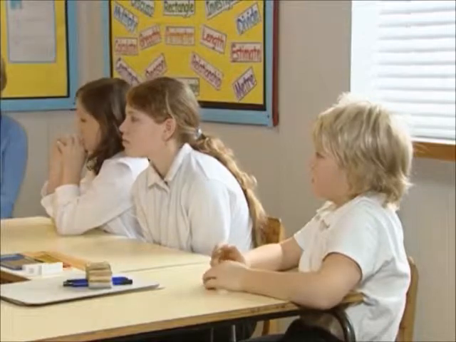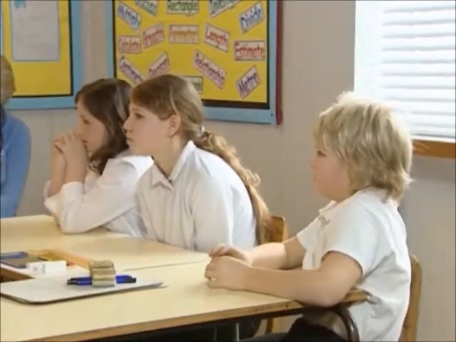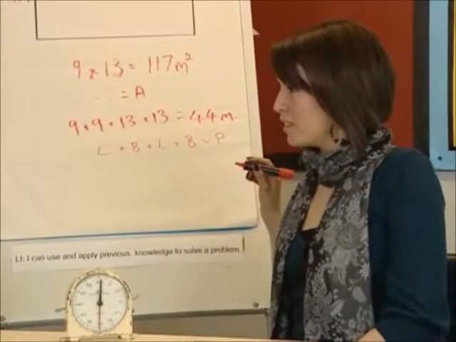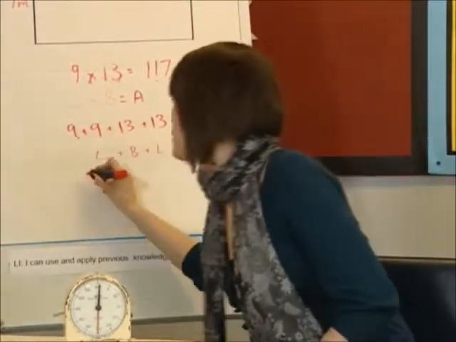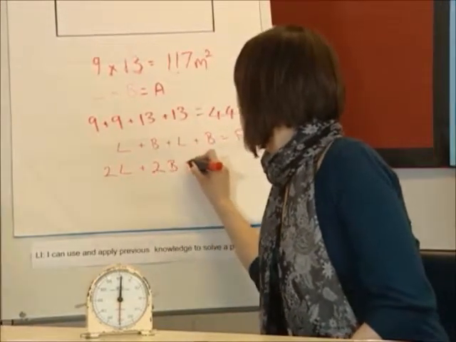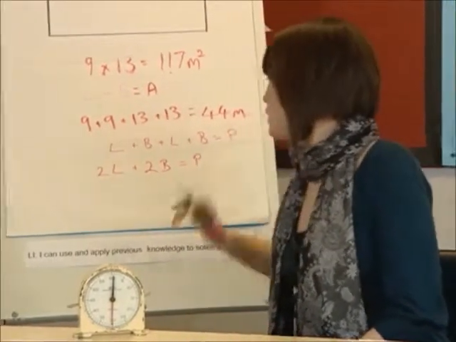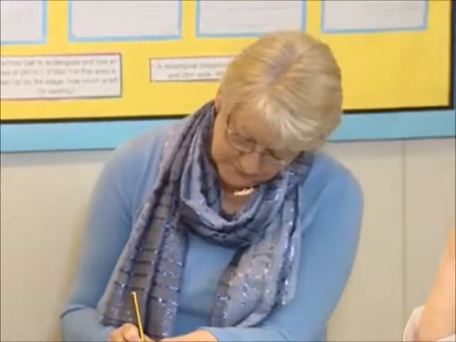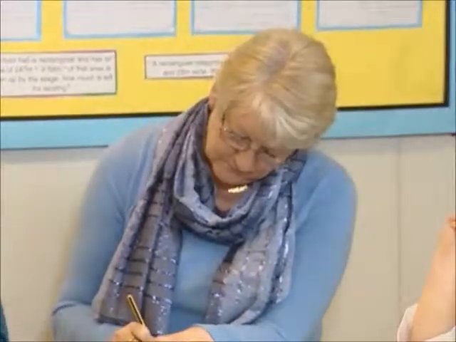Yeah, you're on the right lines. Can you tell me how we'd write that more simply than that? In brackets, you can put L plus B, but in front you could put 2. Okay, so we can just actually write 2L plus 2B equals P. Because when we write the number in front of the letter here, that means that we're multiplying it by that number. Okay? Well done.